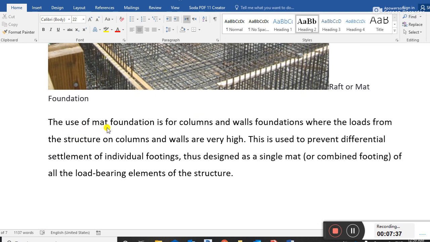Guys, the use of mat foundation is for column and wall foundations, where the loads from the structure on the columns and walls are very high. This is used to prevent differential settlement of individual footings, thus designed as a single mat or combined footing, carrying all the load-bearing elements of the structure.